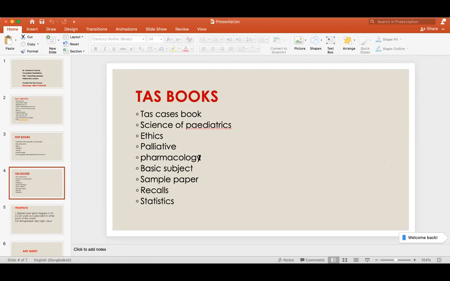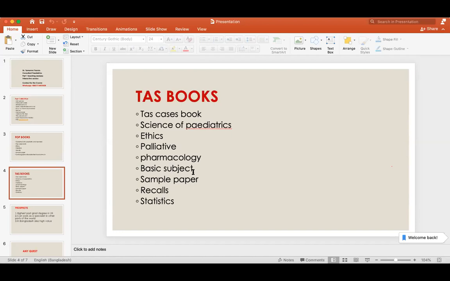So please read the recalls for pharma, and also read basic pharmacology from any good book, any good source. And what are the basic subjects for TAS? Basic subjects like microbiology. There will be many questions from cocci, bacilli, fungi, and viruses. Many questions like gram negative, gram positive, motile, non-motile. Which one needs which antibiotic? Vancomycin acts on gram positive or gram negative, gentamicin acts on gram positive or gram negative, like this. So this is the basic microbiology you should know.